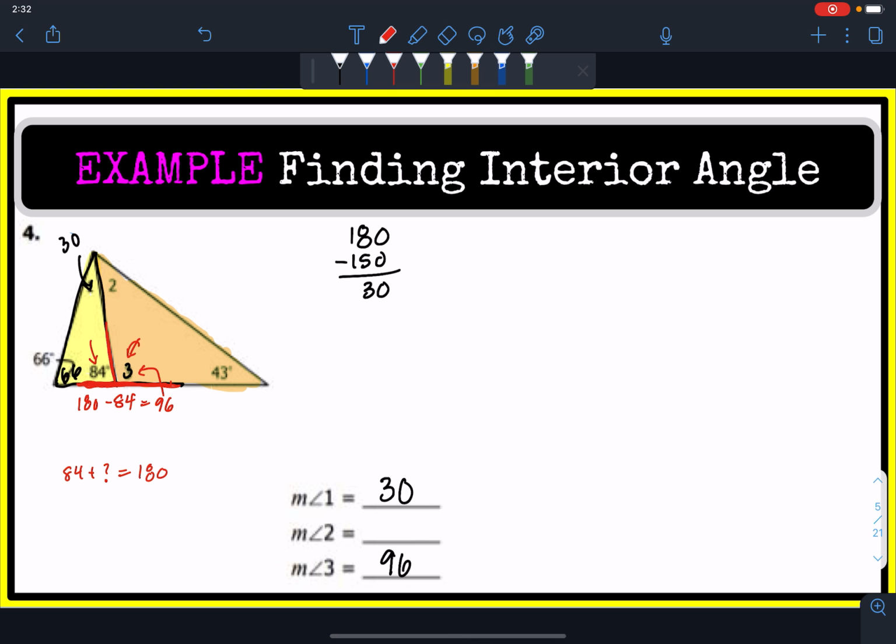And now that we know that that angle here is equal to 96, let me write this number right here, 96. I can now figure out the measurement of angle number 2. Let me circle it in green, that angle right there, by getting 180 and subtracting the 96 and the 43, which is the same thing as subtracting 139, which is equal to 41, so 41 degrees.